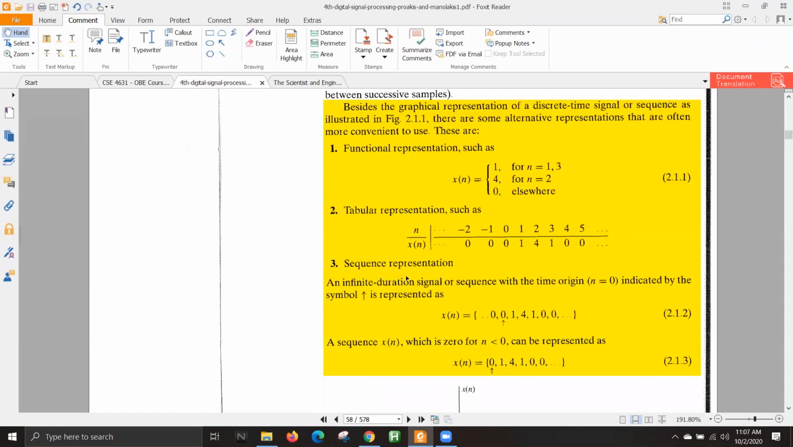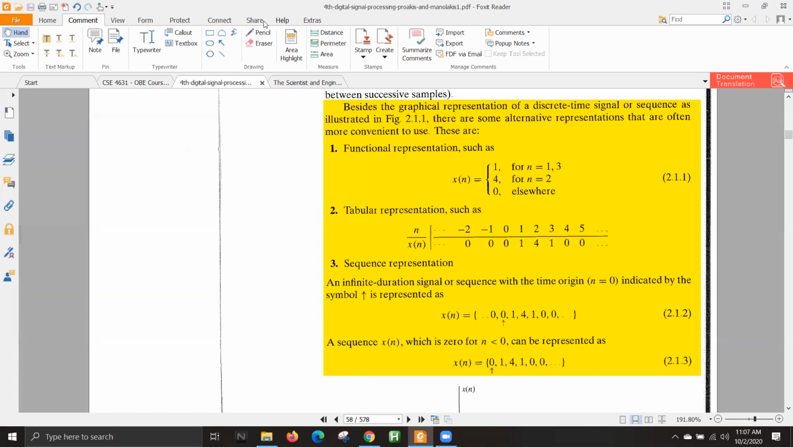And then there is the sequence representation. Similar to the tabular representation, here you just list out all the amplitudes only, not the independent variables. And the particular amplitude that corresponds to the zero position, that means the origin, will have either an arrow underneath or an underline. Both kinds of representations are all right. Both of them are sequence representation.